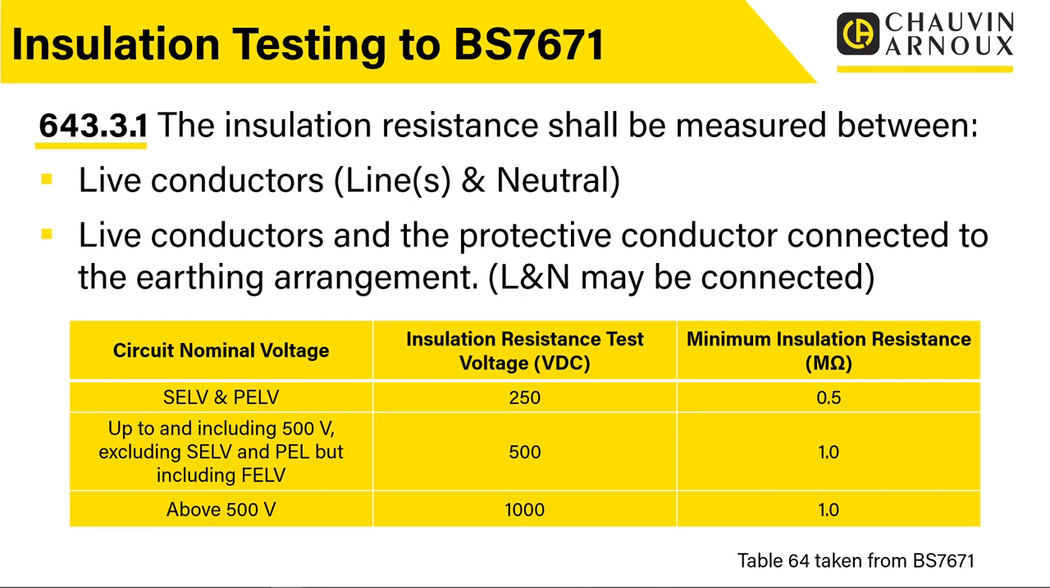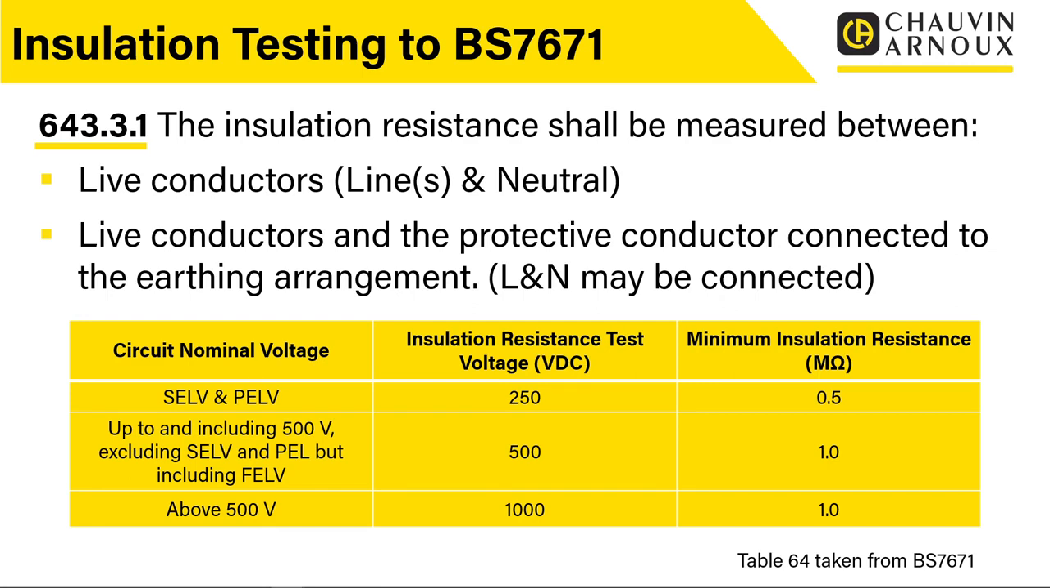If they pass all in one go, then that's fine. Obviously, if it fails, then you would break it down and do them separately and try and find out which one was actually shorted to earth. But you don't have to do them individually. It does make a note in the regulations that they may be connected together when you're actually carrying out that test. So, important things to be aware of there.